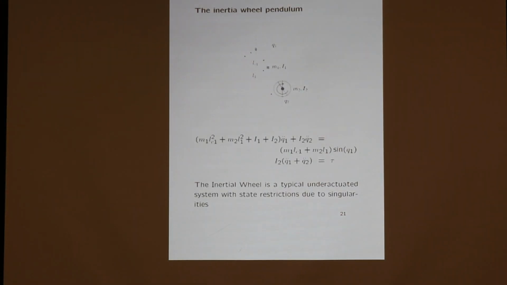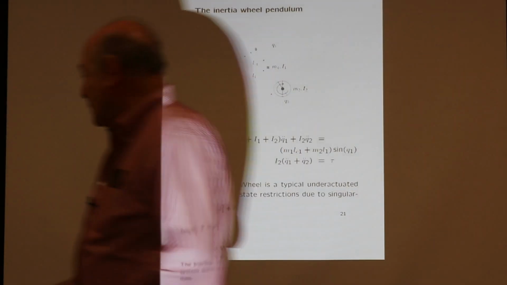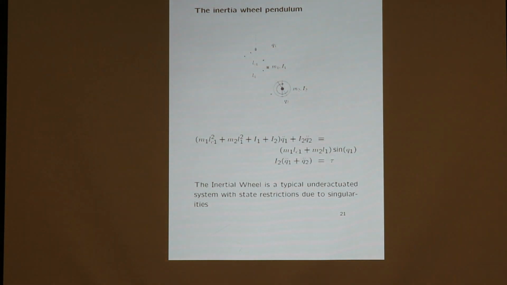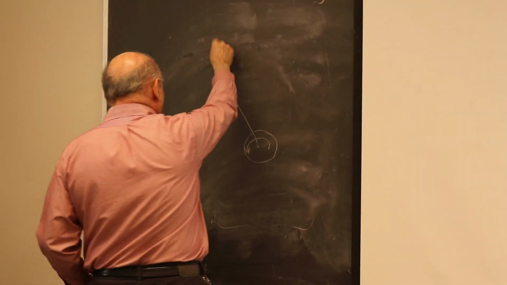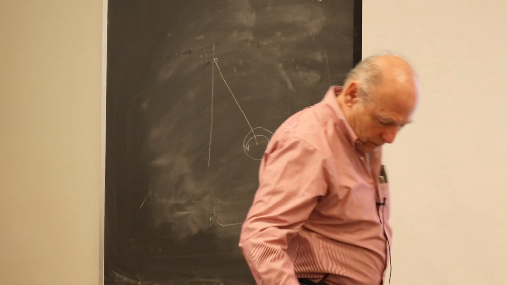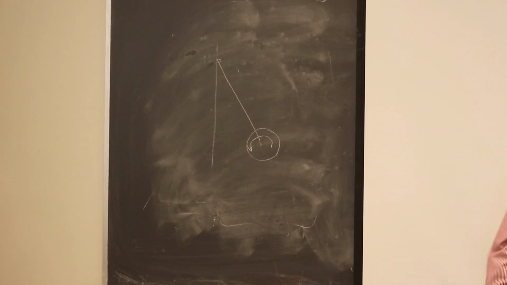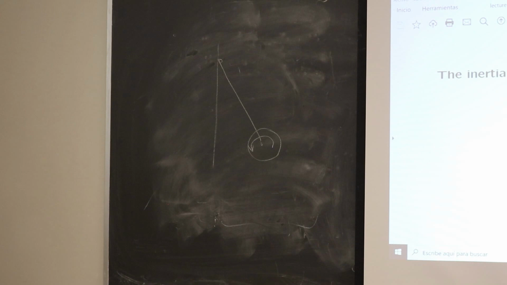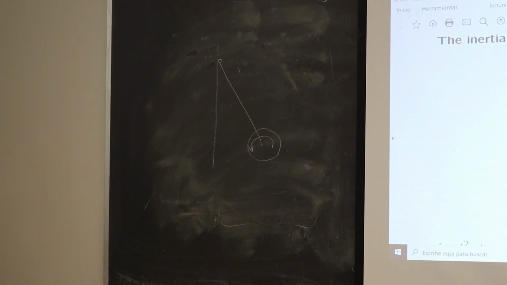Oh, fortunately, this thing is very bad. This is the wheel inertia pendulum. It's a pendulum that has a big wheel here that can be rotated by means of a motor. Maybe you can expand it. Yeah. Is it better? Yeah, much better.